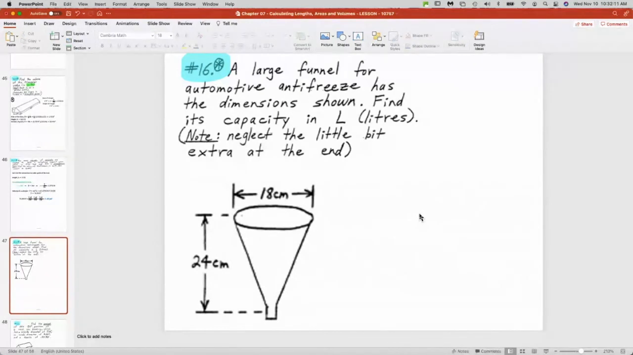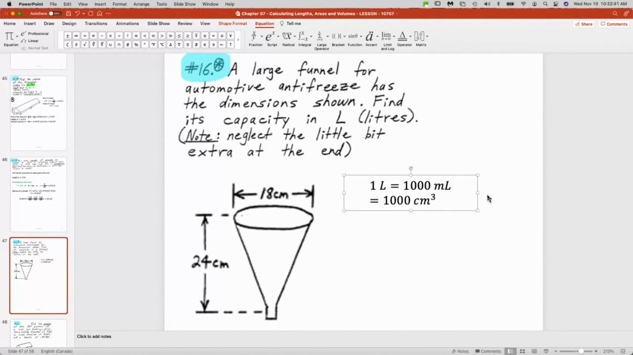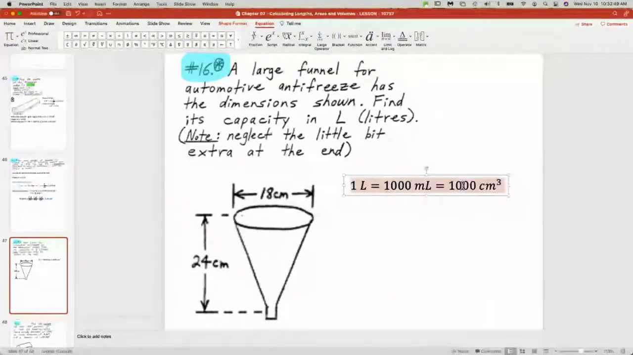All right, a large funnel, here it is. And you're asked to find the volume, capacity, which is volume in liters. One thing before we start, a unit relationship that you need to know, of course, is that 1 liter is equal to 1,000 milliliters, which is equal to 1,000 centimeters cubed. The milliliters part doesn't really concern us right now. I just wanted to put that out there because this is a very useful conversion, and we're talking about the capacity of water.